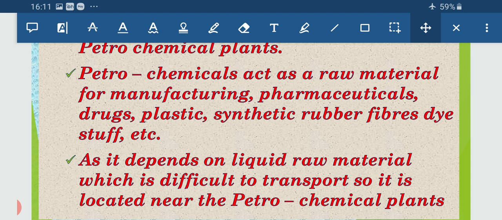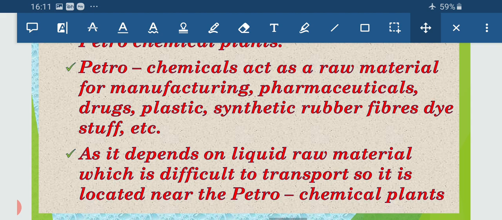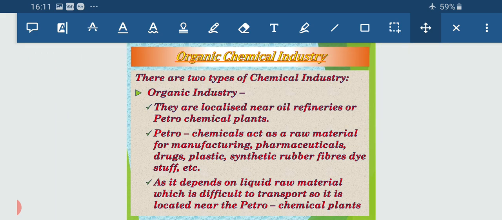So the ideal site for the location of the organic industry which needs petroleum as a raw material should be nearby the petroleum refinery. So it will be much beneficial to reduce the cost of production. So this is about the facts of the organic chemical industry.